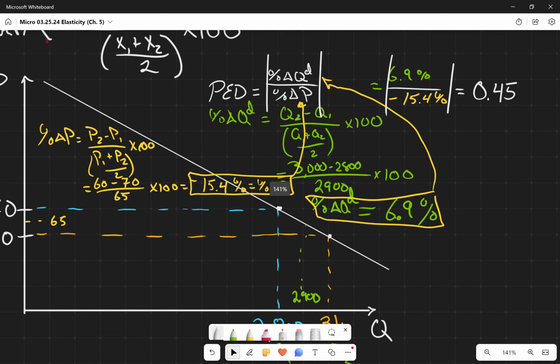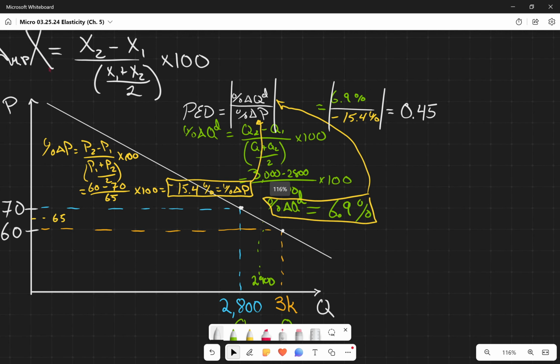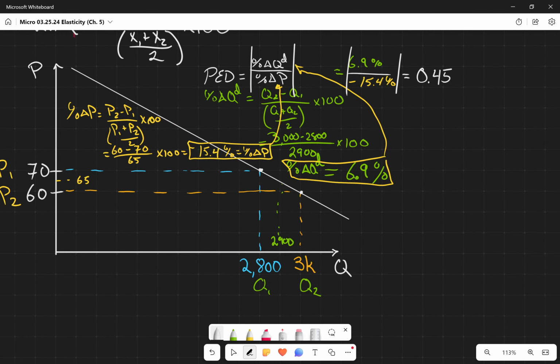And one of the neat things about elasticity is that it is unitless. What do we mean by unitless? Meaning it does not have a unit. It's not square feet, it's not dollars, it's not units of goods, it's not thumbs, it's not degrees, it's just nothing. Elasticity is just 0.45.